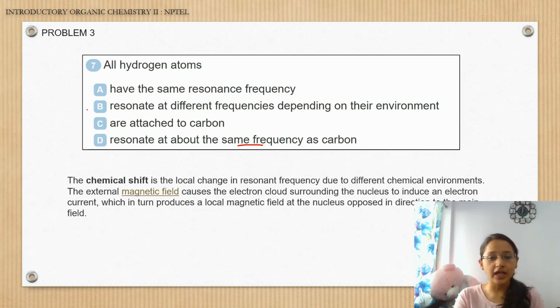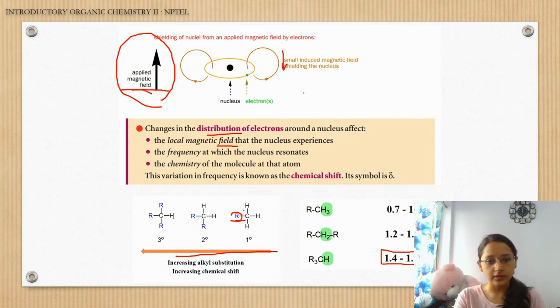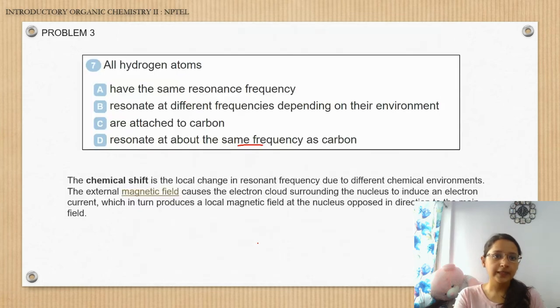As we have seen in the example of these hydrogens which are connected to tertiary substituted carbon, secondary and primary substituted carbons. So option A is not the correct one. It doesn't resonate at the same frequency. It is also not necessary that the hydrogens are always attached to the carbon only, and the resonance frequency is also not the same as the carbon.